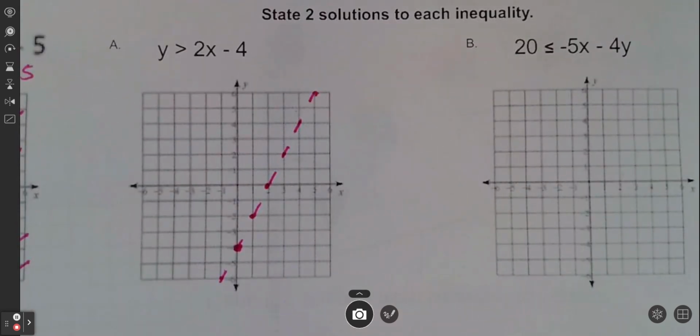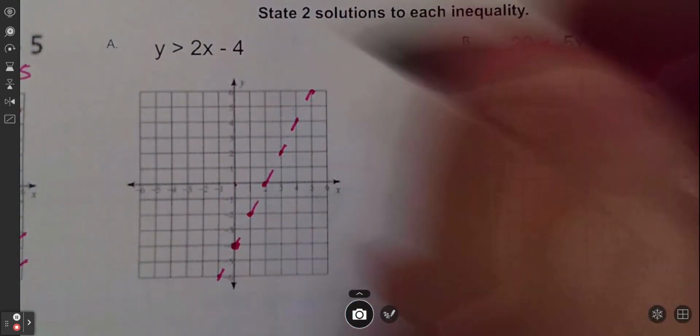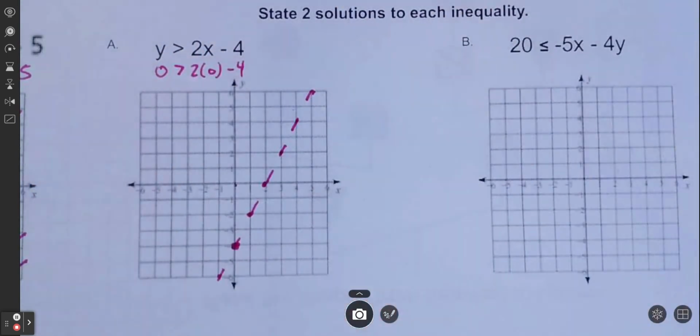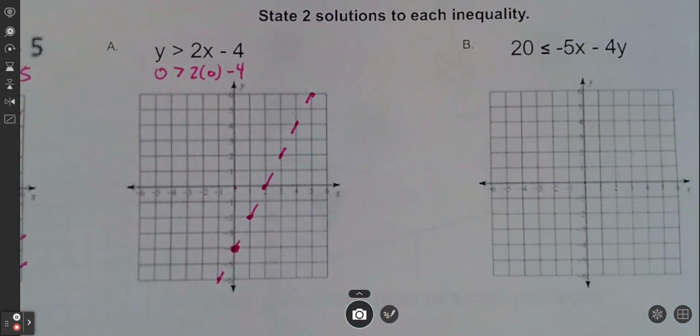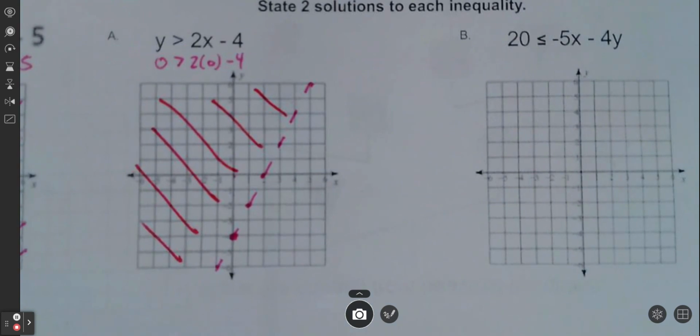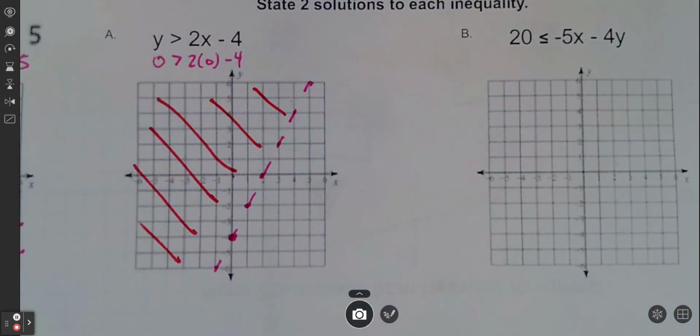Then I got to do my 0, 0 test. Is 0, 0 a good point or a bad point? So I go 0 is greater than 2 times 0 minus 4. So if I clean that up, it's saying that 0 is greater than -4. So that is true. That means 0, 0 is on the right side, so we shade that way.